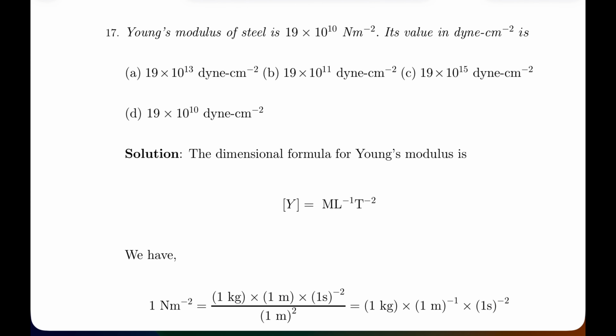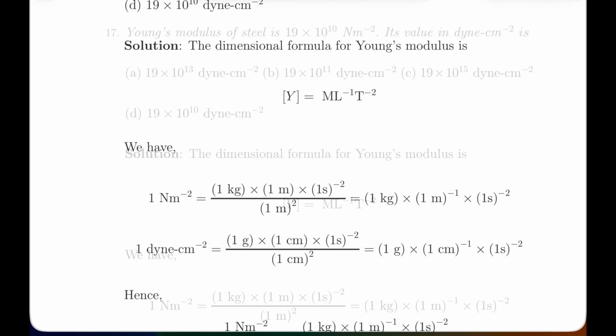Next, Young's modulus of steel is 19 into 10 to the power 10 Newton per meter square. We have to find its value in dyne per centimeter square. The options are given here. So first we write the dimensional formula for Young's modulus, and this is Y equal to M L to the power minus 1 T to the power minus 2.